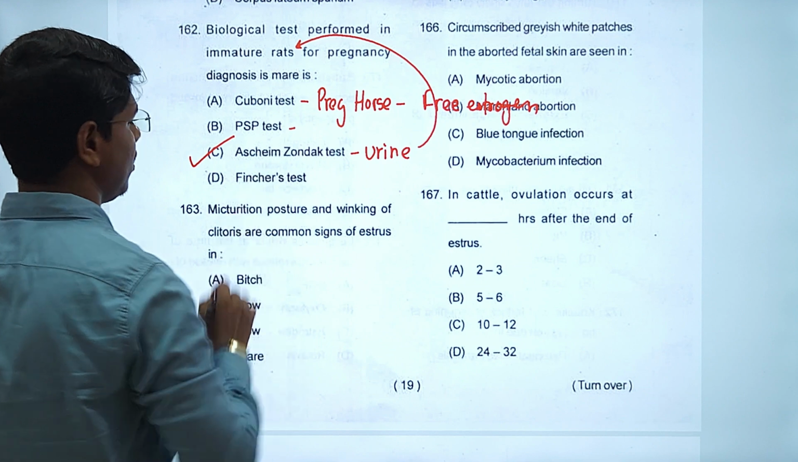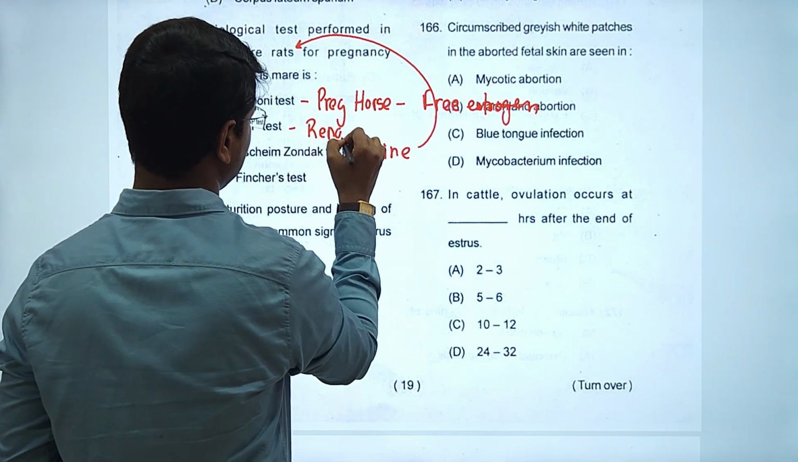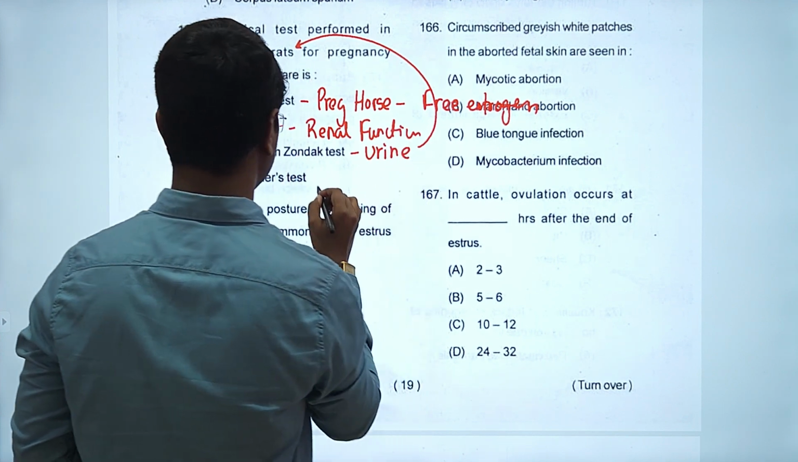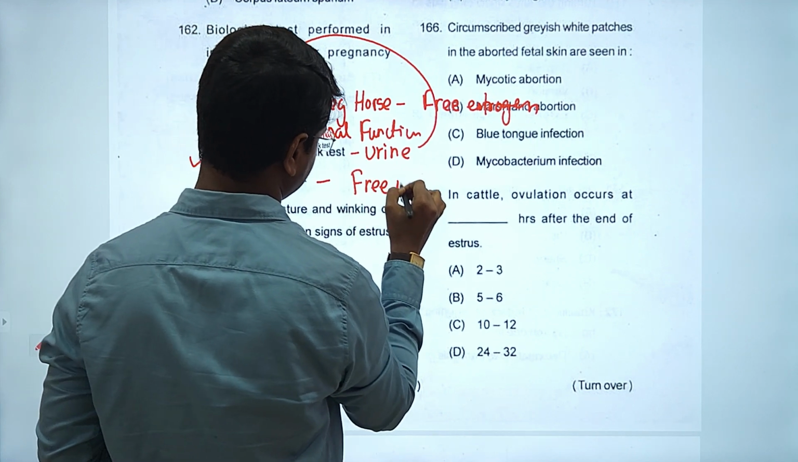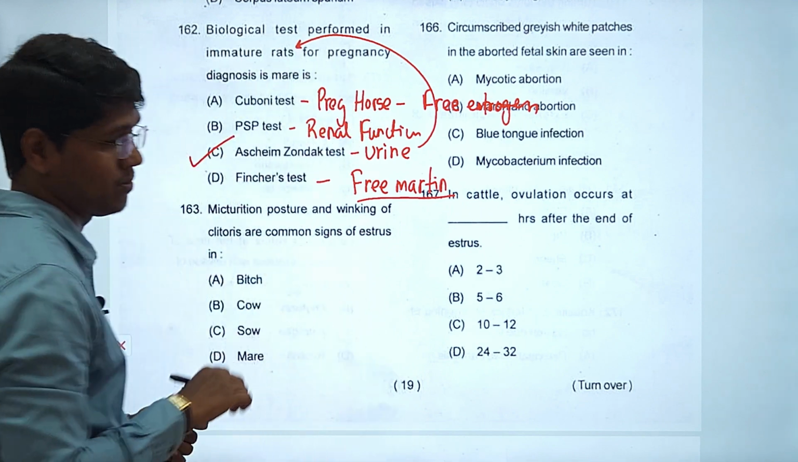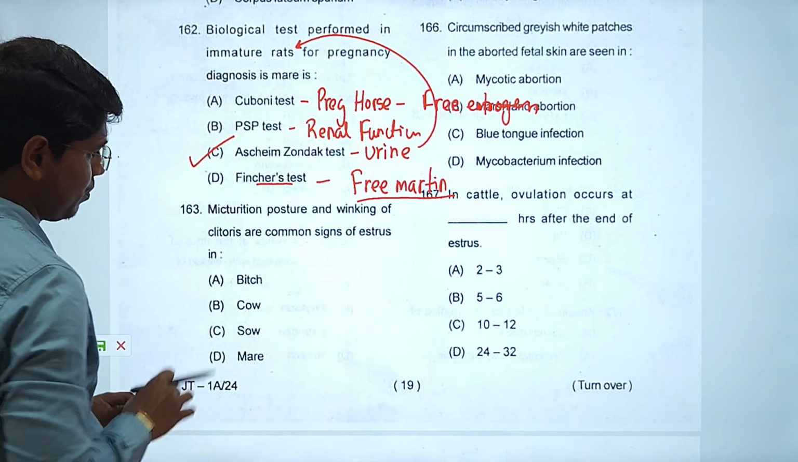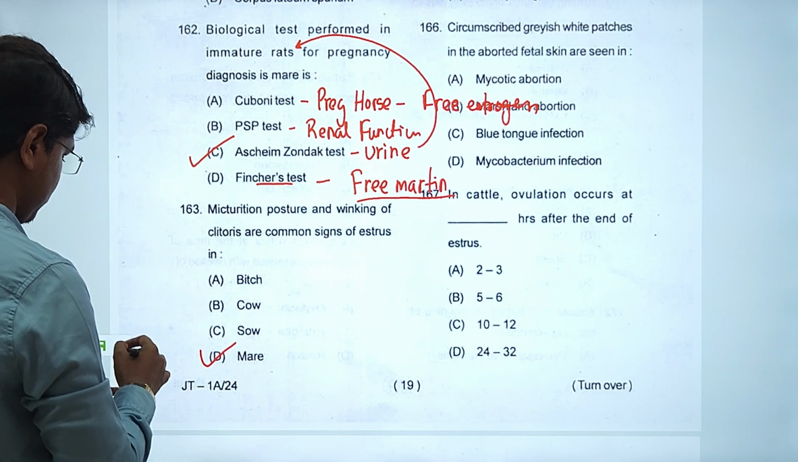PSP, phenol sulfonphthalein test, is used for renal efficiency. You can say renal function test. Pincher test is used for detecting free martinism. You know, when male and female are both born under the influence of male hormone, the female becomes sterile. It is Pincher's test. Masculine posture and winking of the clitoris are common signs of estrus in the case of a horse.